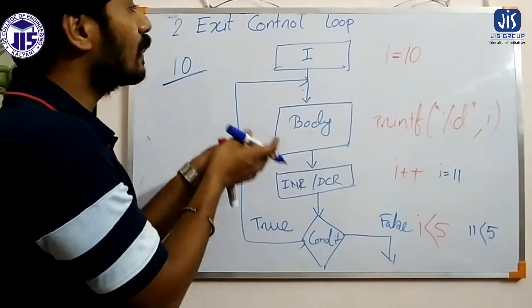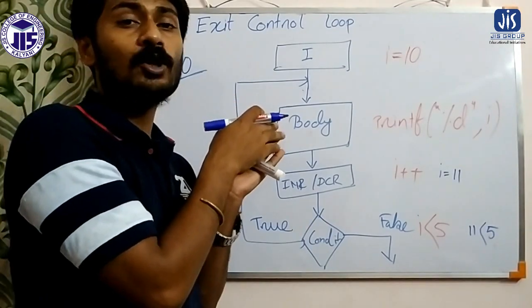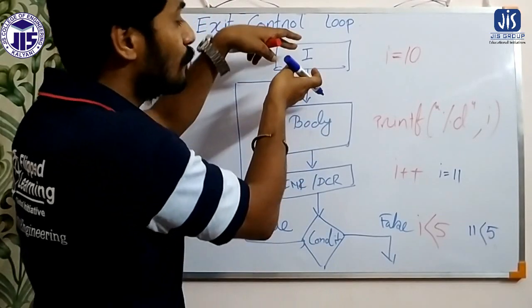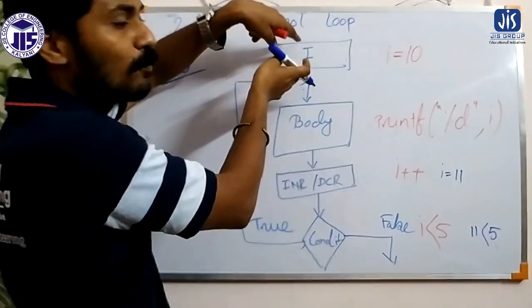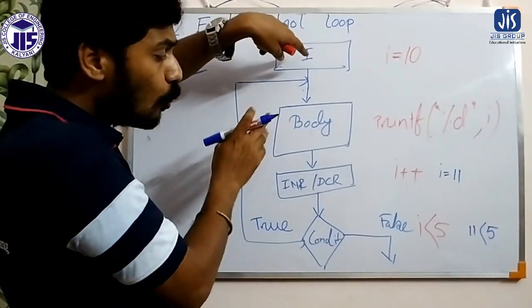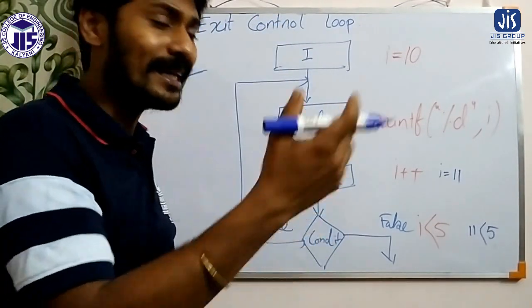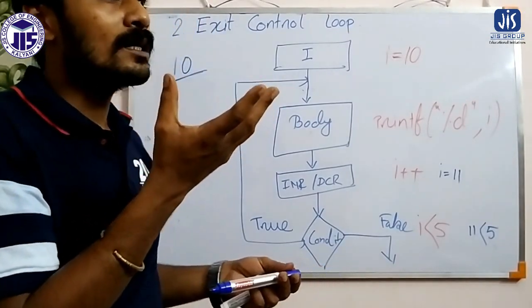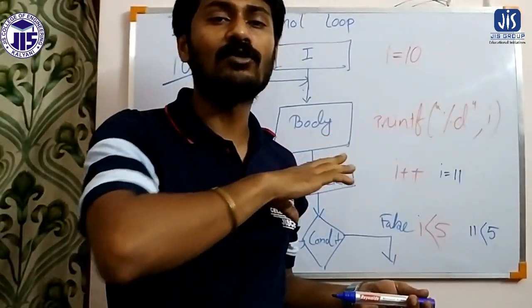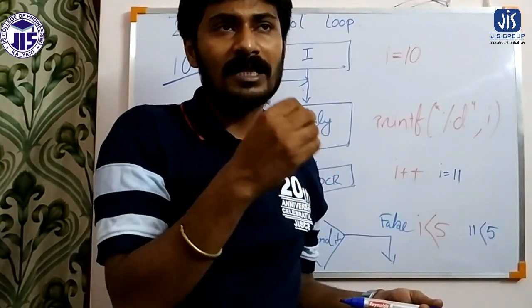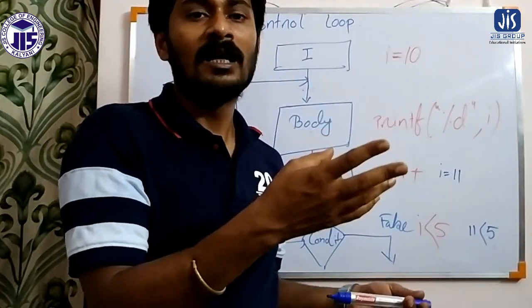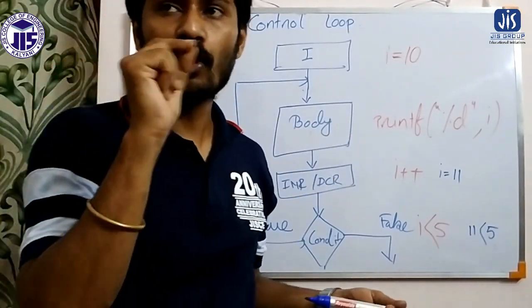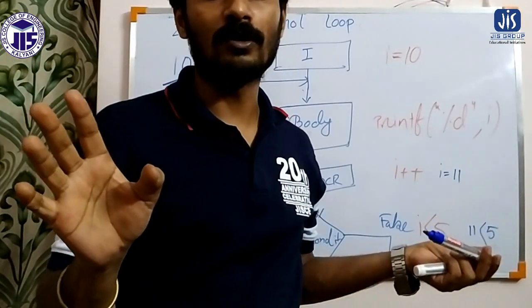If you remember the entry control, in case of entry control we have not got any output because the condition was applied before the body. But here we are applying the condition after the body. That example I was just saying, that in case of entry control, if I check the uniform before entering into the first class, then a student who is not in proper uniform will not be allowed into the first class.